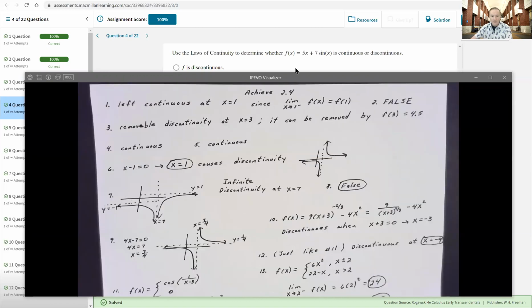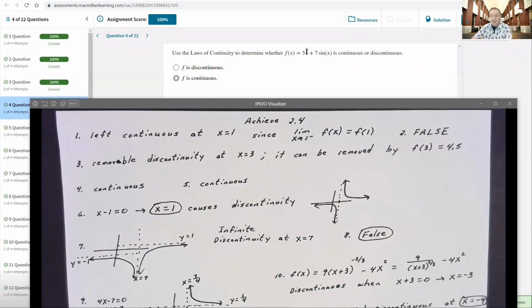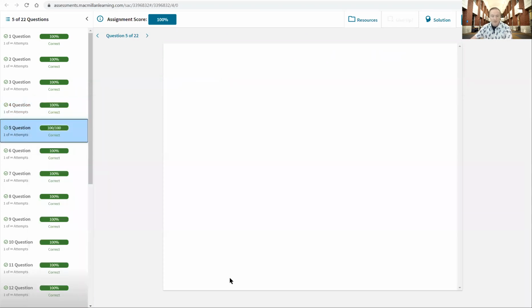When we're looking at this one here, we have our linear function, 5x plus 7. Well, it's not a linear function. It's the combination of a linear function and a trigonometric function. But I know in the laws of continuity, it says that any combination of continuous functions is continuous. So since 5x is a continuous linear function, sine x is a continuous trigonometric function, the addition of the two functions is still a continuous function. So I can say f of x is continuous. Again, no real work to show other than the logic there.